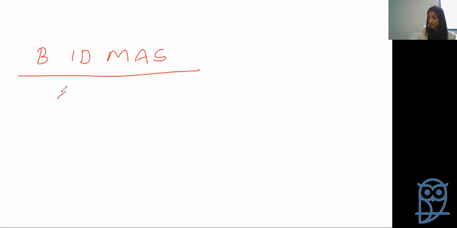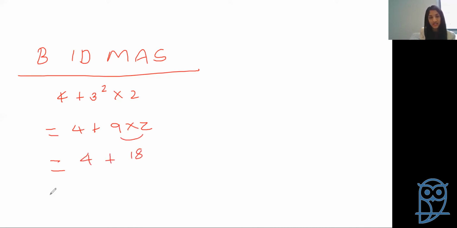If I say 4 plus 3 to the power 2 times 2. Okay, so what would we do first? In this instance, you're going to say the index, the 3 to the power 2, is always going to be worked out first. So I'm going to say 4 plus 3 to the power 2 is 9, times 2, which is equal to 9 times 2 is 18. 4 plus 18 is 22.